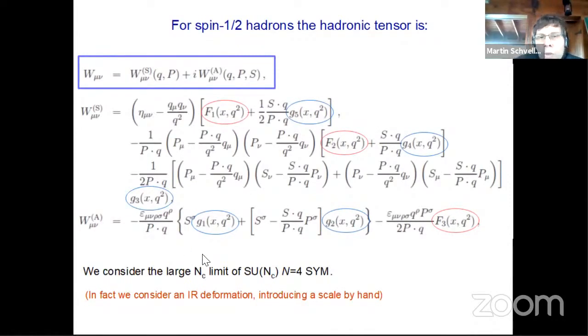So we are not considering QCD specifically in the calculation that I'm going to show you from the holographic point of view, because we don't actually have the holographic dual description of QCD, even in the large N limit. The thing that I'm going to consider is the large N limit of SU(N) N=4 super Yang-Mills theory. And I'm going to introduce by hand an infrared deformation that I'm going to explain a bit later.